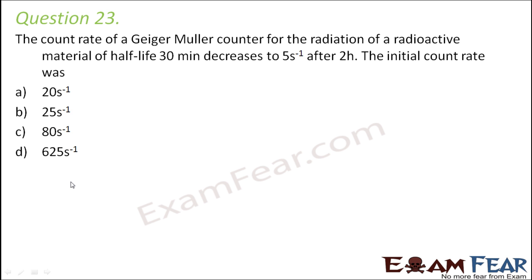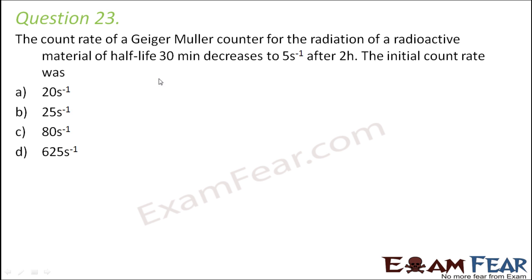Question number 23. The count rate of a Geiger-Müller counter for the radiation of a radioactive material of half-life 30 minutes decreases to 5 per second after 2 hours. The initial count rate was. So in this question, we will first have to find out the number of half-lives which are involved here.